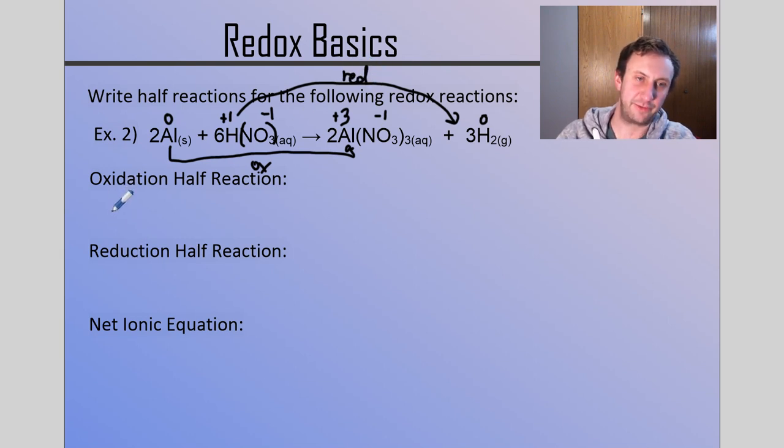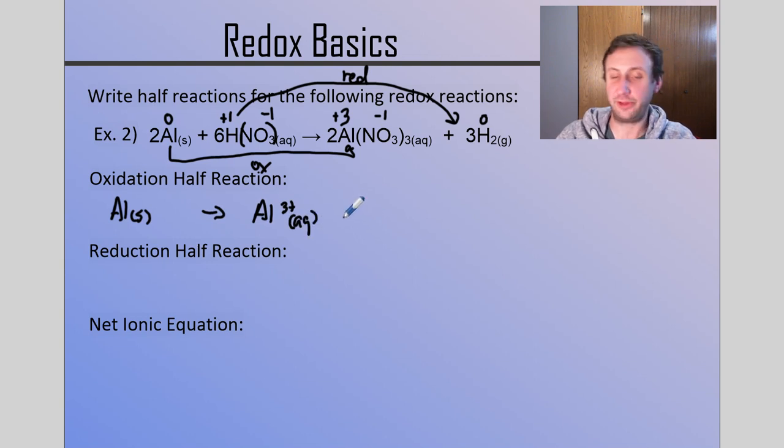So my oxidation half reaction, I'm going to leave the coefficients out of it. I have Al solid, and that is turning to Al3 positive aqueous. Now, I'm going to put the electrons on the more positive side, so that would be the 3 positive side. So I'm going to add 3 electrons in order to make that equal. Again, oxidation has electrons as a product, right? I'm losing electrons, it's going away, so it's over there.